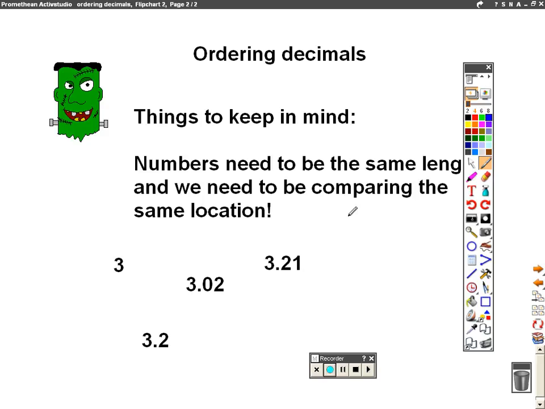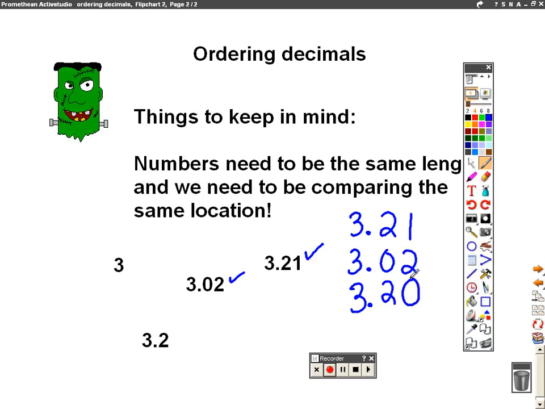So let's look. We have 3.21. We have 3.02. We have 3.2, but it's not the same length. So to make it the same length, I'm going to add a 0 to the end, because when you add a 0 to the end, you're not changing the number, so it's okay. And then I have 3. Well, that could be $3. So what does $3 look like? 3.00. Now they're all the same length.